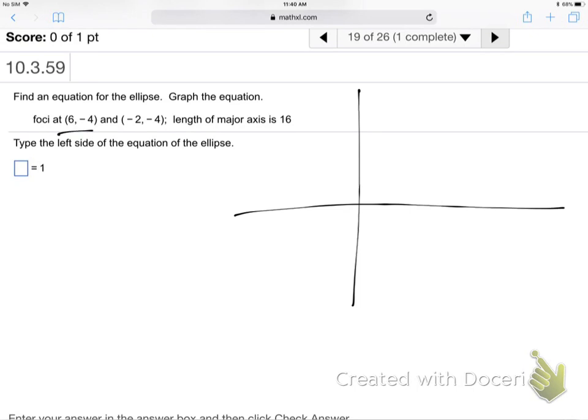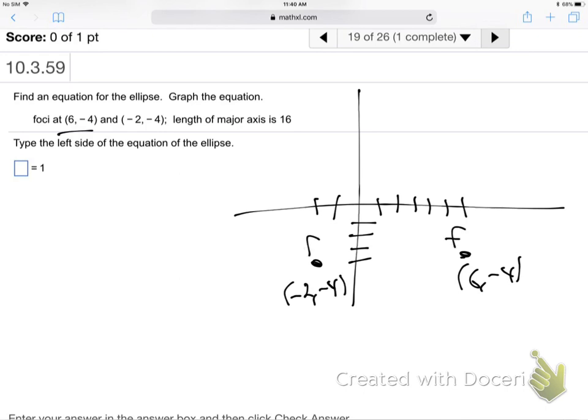So focus points, (6, -4) and (-2, -4). So these are the two focus points, which are always inside the egg shape, aren't they? So the real egg shape is bigger. Is this ellipse wider or taller? Wider. The focus points are always on the major axis, so this one must be something like that.